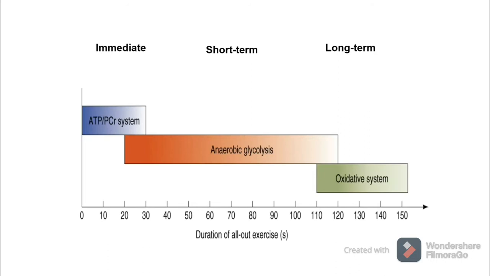The ATP phosphagen system can last up to 30 seconds. The short-term energy system can last up to a maximum of 3 to 5 minutes, whereas the long-term system or the oxidative system can give us a sustained supply of energy.